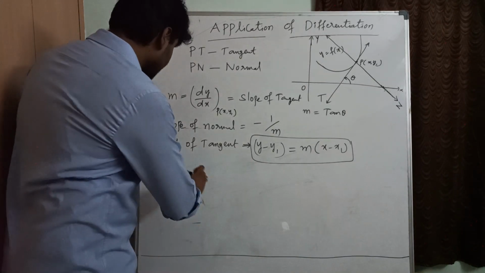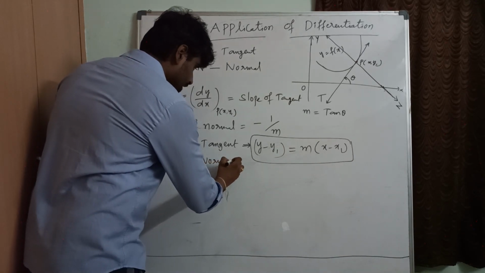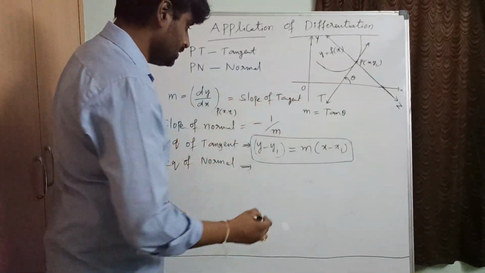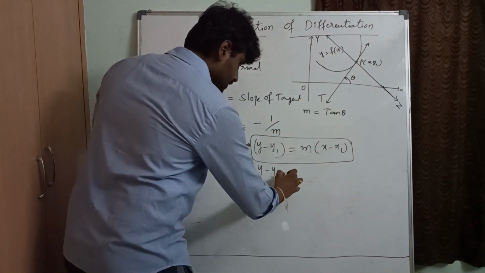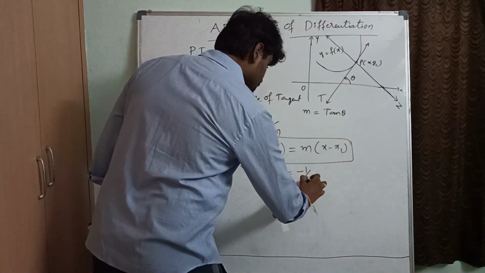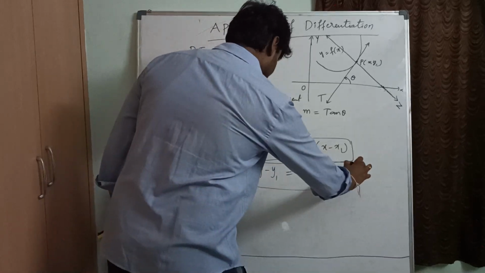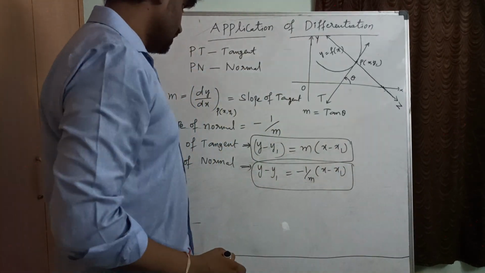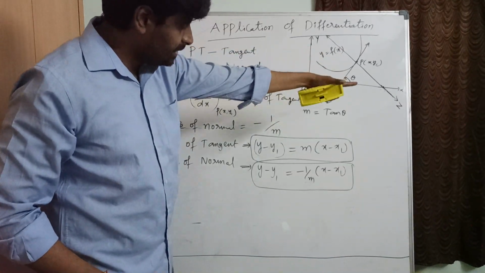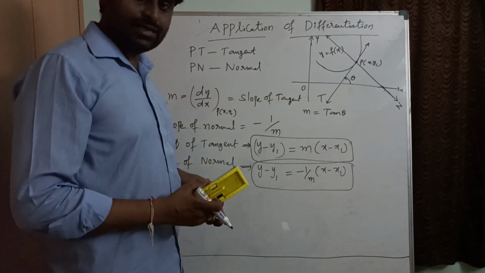Correct? Similarly, how can we find the equation of normal? As normal is also one straight line. The equation of normal also we will write in the same manner, because the point is the same, the point of intersection is the same. At the same point only I can find the normal. But what is the slope of normal? Minus 1 by m. So in place of slope I can substitute minus 1 by m, into x minus x1. So this will be the equation of normal. Correct? So slope of tangent, slope of normal. Here PT is tangent, PN is normal. Clear? So this is the concept of tangent and normal.